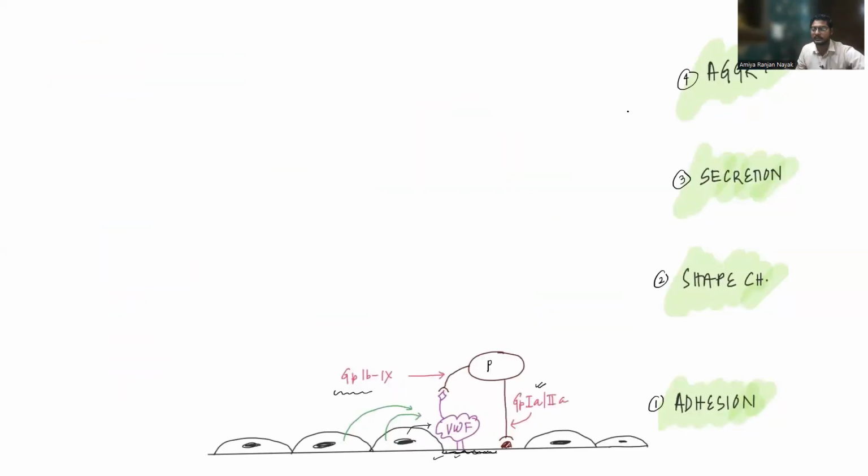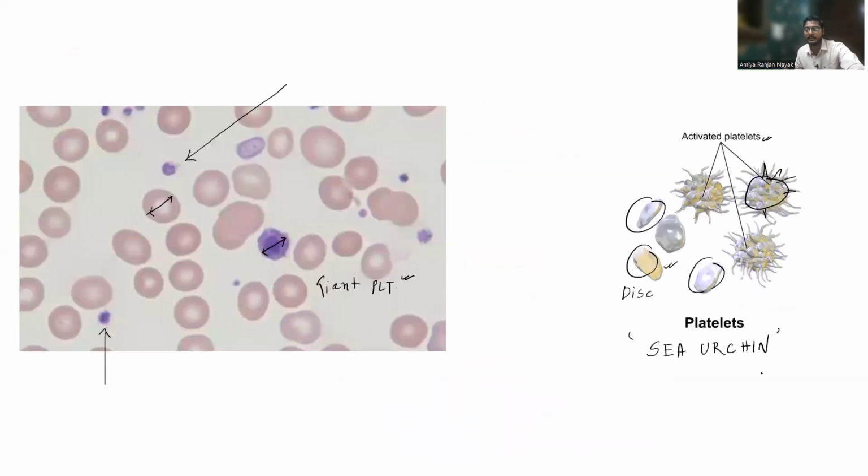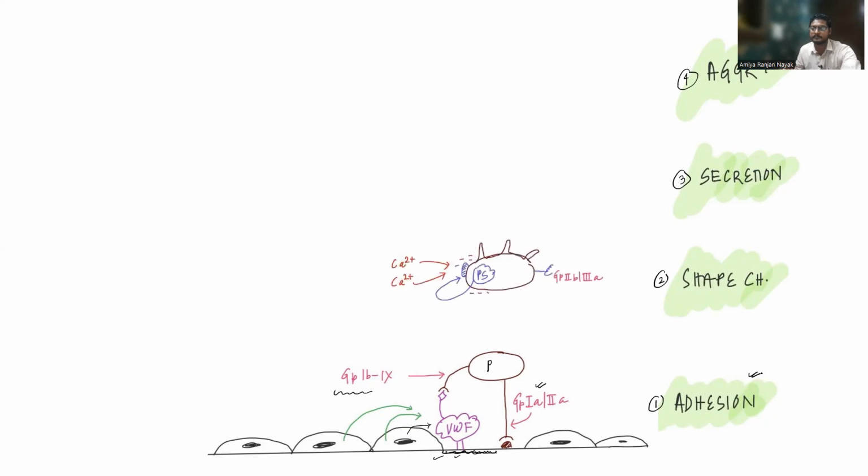Now, this is the process of adhesion. Once the platelet is adhered to the injured endothelium, what will happen? There will be shape change. As I told, the resting platelet is disc shaped, but once activated, it changes shape. Once there is adhesion, there will be slight activation of the platelets, and they will become larger and form spikes. As you can see here, it has become larger, and now it has produced some spikes also.